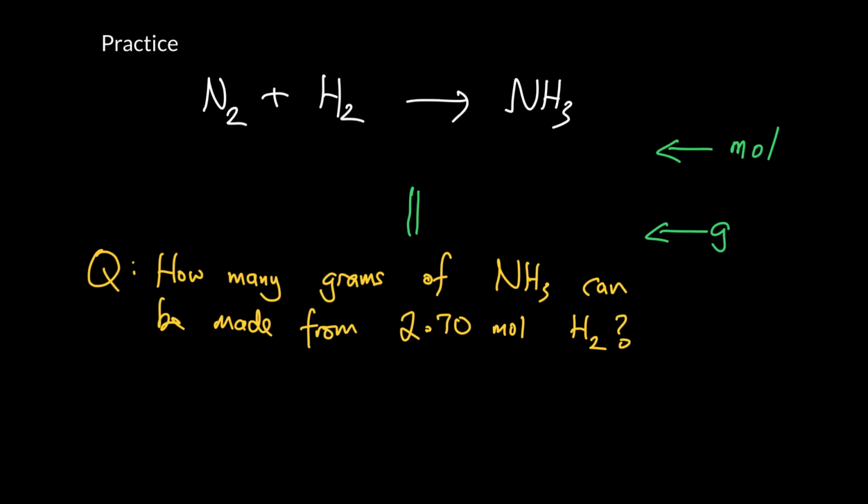So all we're going to do is get from one side to the other. So how many grams of ammonia means we got to get down here, and we're starting from 2.7 moles of hydrogen, so we're up here. So we would go from here to here, and then down to here. Okay, that was your hint. Yeah, it wasn't much of a hint.